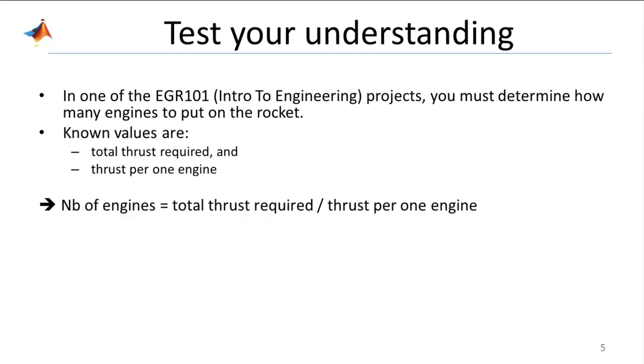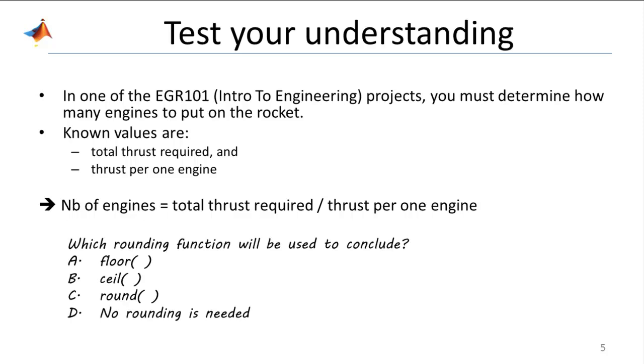So go ahead and test your understanding. In one of the other classes related to engineering, EGR115, Introduction to Engineering, in one of the projects, the rocket project, you have to determine how many engines you're going to put on the rocket. Now, through extensive calculations, you know how much thrust is needed overall, and you have picked an engine, so you know the thrust of one engine. So it's a simple division, but which rounding function will be used to conclude?